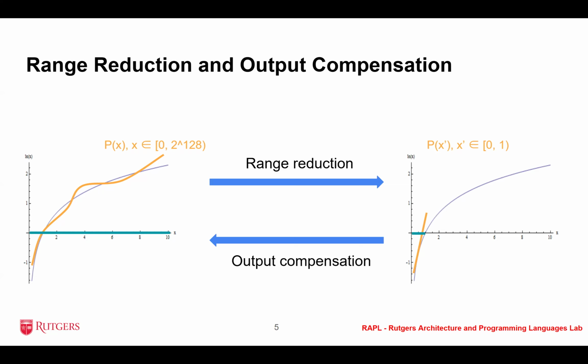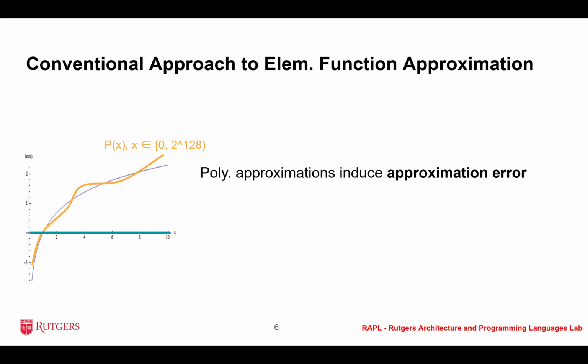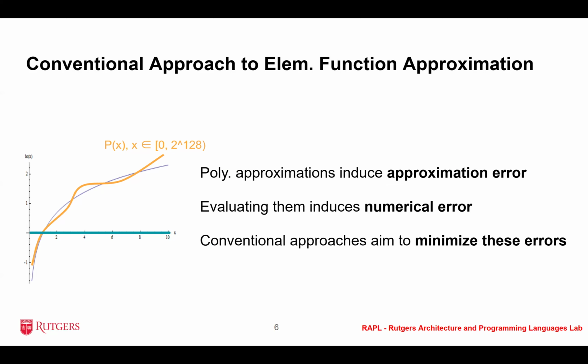Range reduction and output compensation are critical components to implementing any elementary function, and I will come back to these topics when I later discuss the implementation of trigonometric functions. Polynomial approximations are by definition approximations, and therefore they inherently carry some amount of approximation error. Evaluating polynomials at finite precision would induce some amount of numerical error as well. The most conventional approach to implementing correctly rounded elementary functions is minimizing these errors for the purposes of replicating the target real functions as accurately as possible.